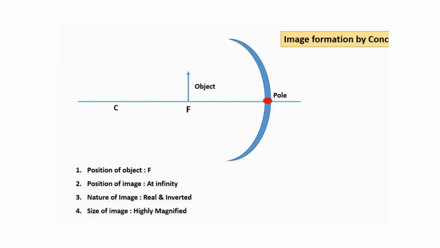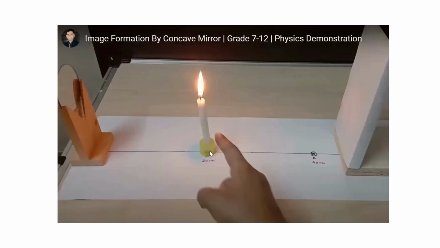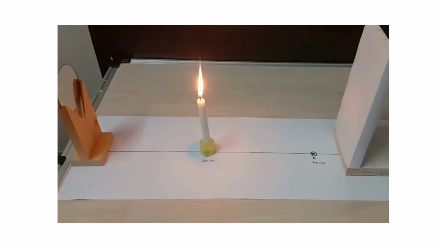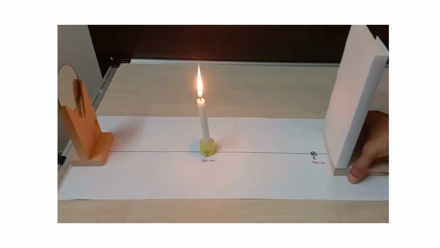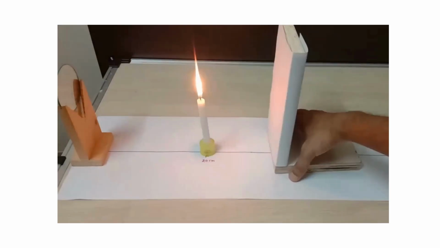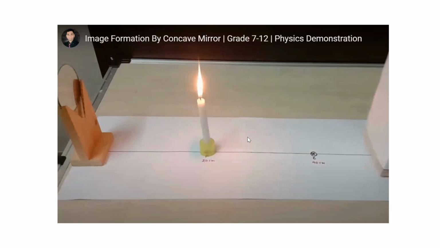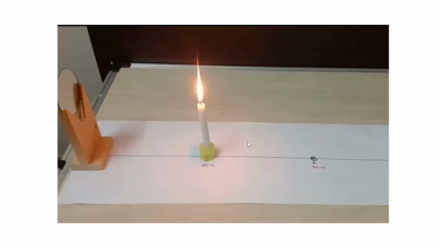Okay, first of all, let's see how it will be observed. He is going to keep the object on F. It's F. Now since the image will be formed at infinity, even if I try to move the screen forward and backwards, I will not be obtaining the image on the screen, because the screen has to be very, very far away from the pole of the mirror to obtain the image.